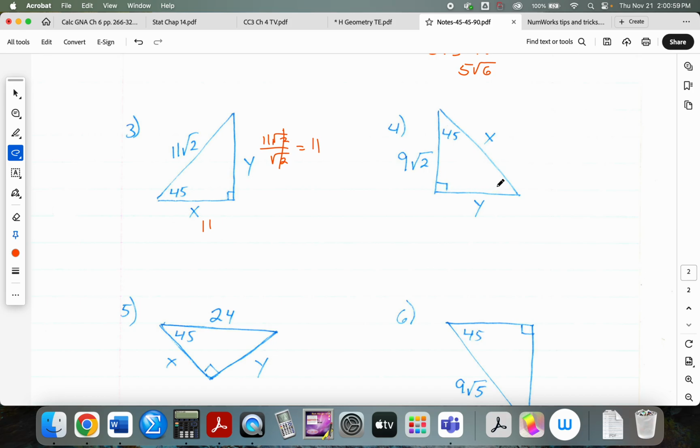All right, again, a 45, 45, 90 triangle. The two legs then are equal. 9 square roots of 2 is one leg, y is the other leg. To get the hypotenuse, we'll always be multiplying by the square root of 2. So it's 9 square roots of 2 that we had times the square root of 2. What's the square root of 2 times the square root of 2? 2. So it's 9 times 2 is 18.